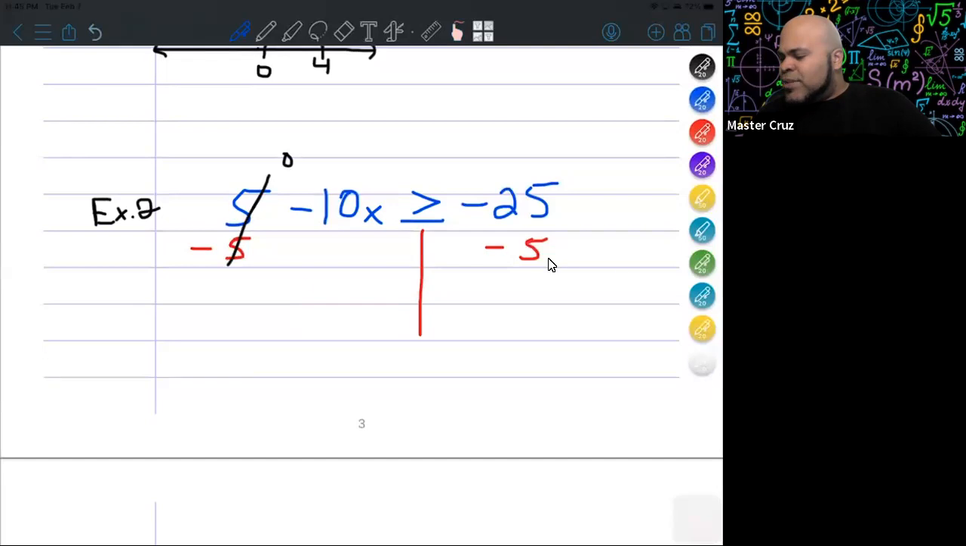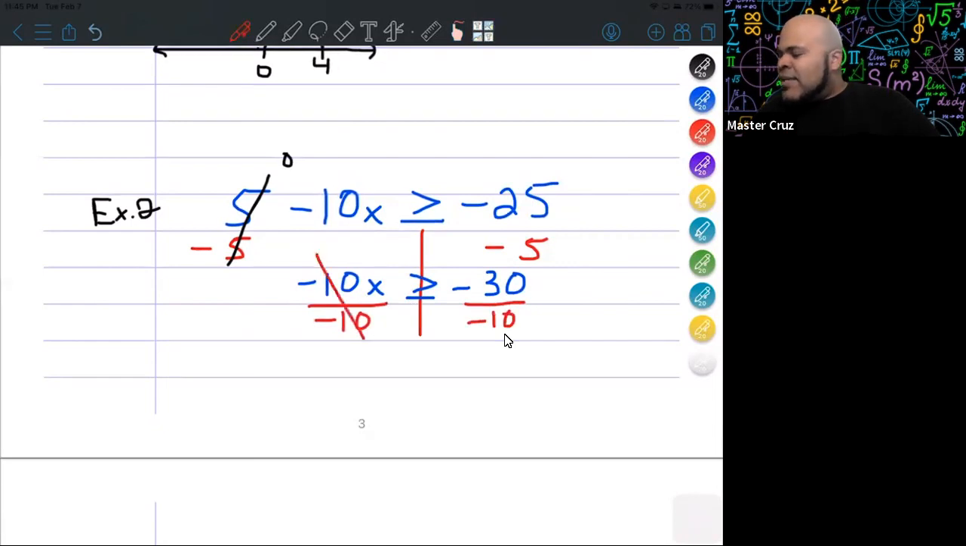And you drop down the -10x, drop down the inequality symbol, so greater than or equal to, and then -25 minus 5 is -30. Awesome, we're almost done. X is not by itself because it's being multiplied by -10. Remember, we treat this just like equations. So what's the inverse operation? Divide both sides by -10. What I do on one side, you gotta do it on the other.